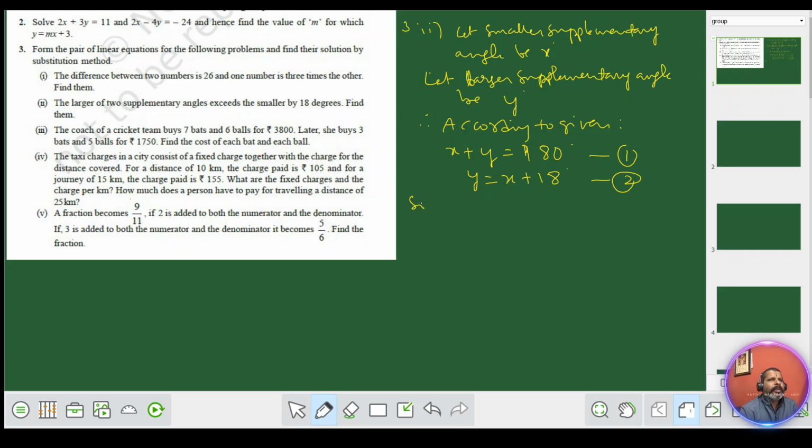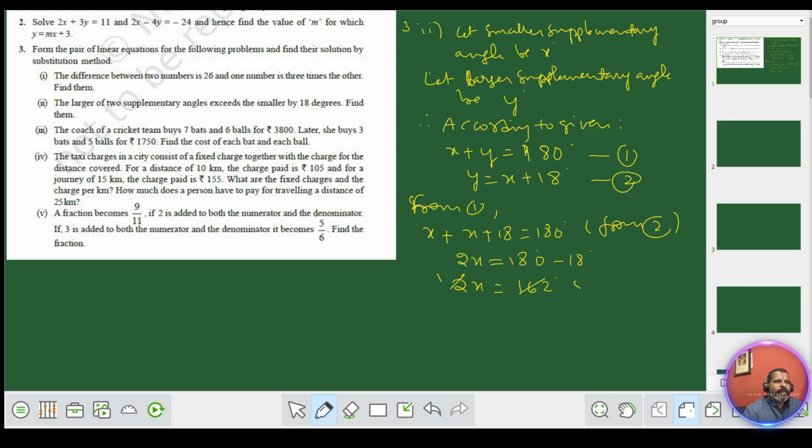Substitute this. So from 1, instead of x plus y, substitute x plus 18. Therefore, x plus x plus 18 is equal to 180 degrees. You say from 2, because we substituted in place of y, x plus 18. Let's solve this. 2x plus 18 is equal to 180. That means 2x is equal to 180 minus 18 degrees. 2x is equal to 162 degrees. Okay, cancel this. Therefore, x equal to 81 degrees.